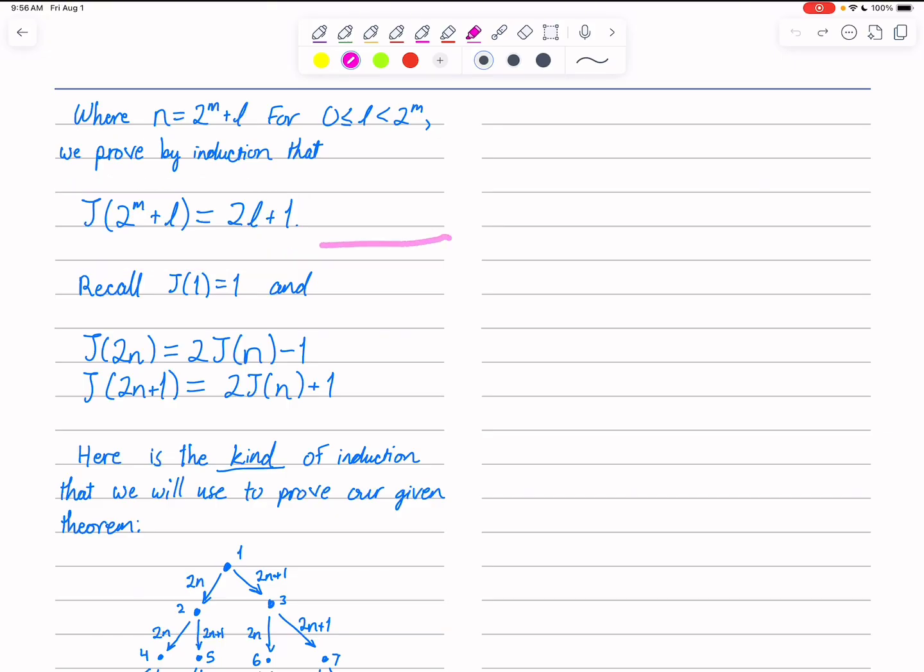Let's also recall all the collected facts about the function J. So we know that at 1 it is equal to 1. We discovered two recurrence relations, one for even terms, and one for odd. Now, because there's an even and an odd, normal induction is not going to work. Also because things proceed by going by halves, or by doubling in whichever direction you want to think about this. In any case, it's not one thing after another, right? Things are kind of skipping by twos in a sense.